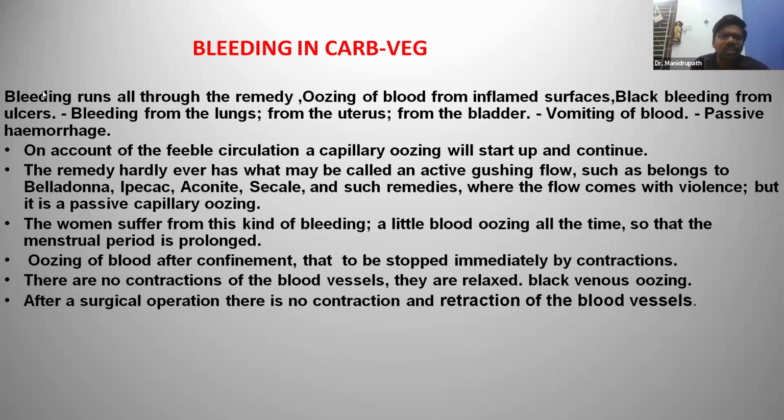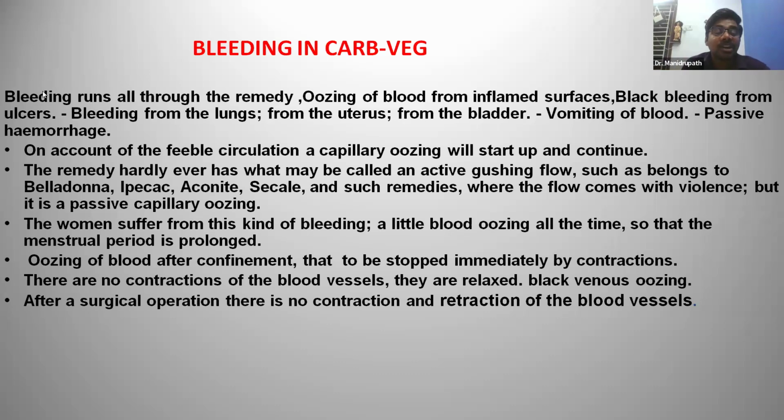Bleeding from the lungs, from the uterus, from the bladder, vomiting of blood, a lot of passive hemorrhages you can see in carboveg. On account of the feeble circulation, a capillary oozing starts up and continues. The remedy hardly ever has what may be called an active gushing flow, such as belongs to belladonna, which is more of active hemorrhages, ipecac, aconite, secale cor. But for passive hemorrhages, carboveg is one of the top indications. Capillary oozing is carboveg.